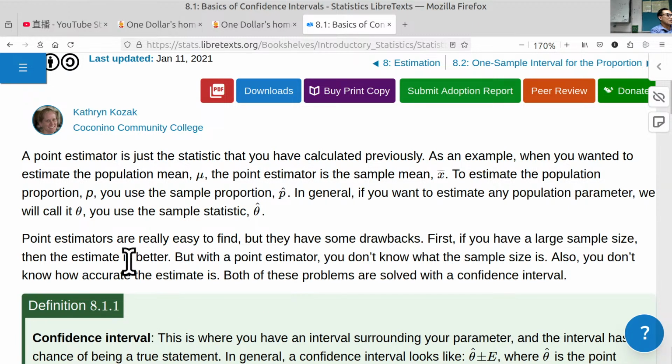Point estimators are really easy to find, but they have some drawbacks. They are not perfect. First, if you have a larger sample size, then the estimate is better. But with a point estimator, you don't know what the sample size is. Also, you don't know how accurate the estimate is. Both of those problems are solved with a confidence interval.